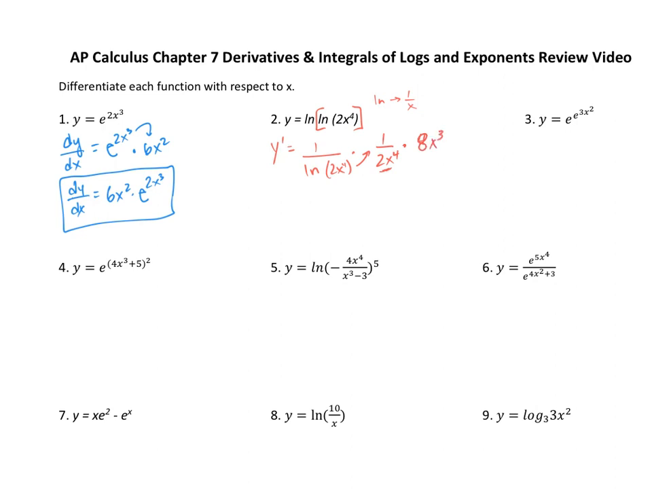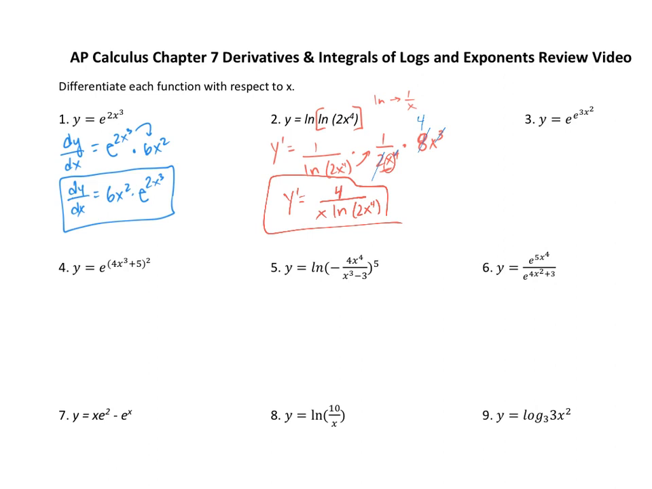So now I can clean this up. A few things reduce here. I can reduce this with that, make that a 4. I can go ahead and reduce this with one of those. You'll still have 1 on the bottom. So your final answer will be y prime equals 4 over, and that'll be x, this remaining x, times ln of 2x to the 4th. And that's a 4, if you couldn't tell. Okay, so now moving on to the next problem.